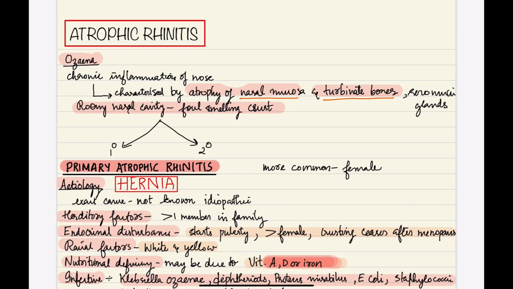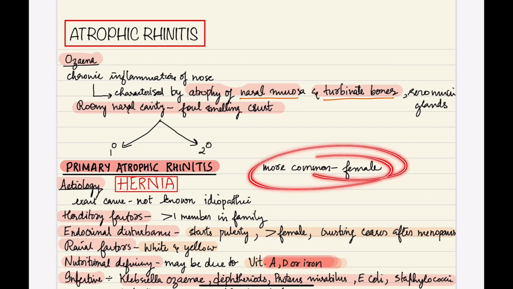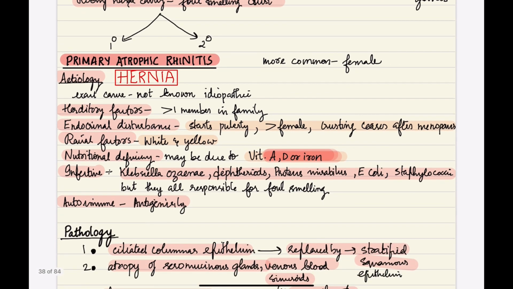This can be seen as primary atrophic rhinitis and secondary atrophic rhinitis. In primary, the cause is idiopathic, whereas secondary is followed by nasal pathology such as any granulomatous disease of the nose. This is most commonly seen in females. Now we'll see primary atrophic rhinitis.